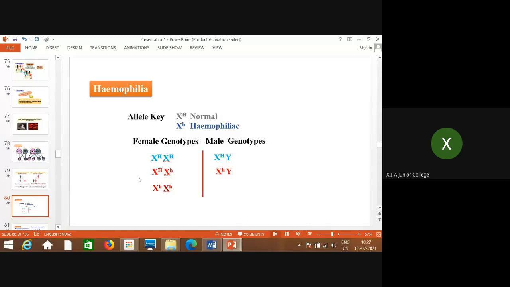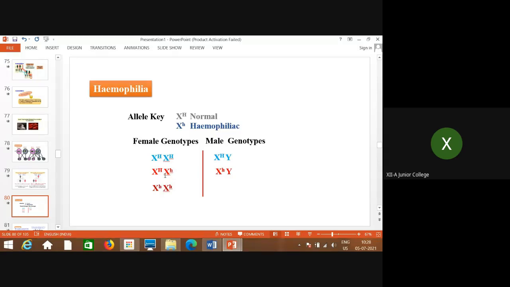Now, this is a very important slide. You can always remember that capital H represents normal and small h represents the hemophilic gene. Okay, then what are the genotypes in the case of females? First is a normal female with both H genes. Both in capital means the dominant form, so this female is normal. But when one is capital and one is small, that means only one X chromosome is carrying the recessive form of the gene.